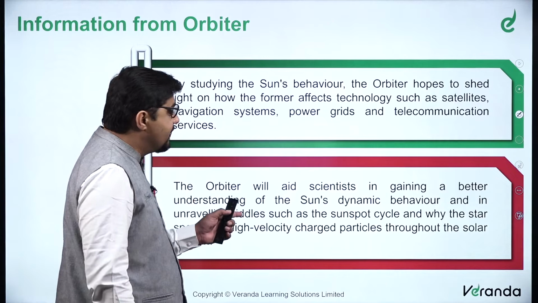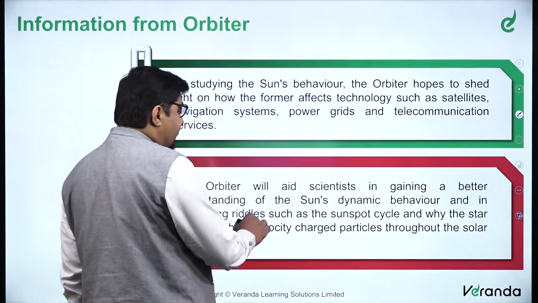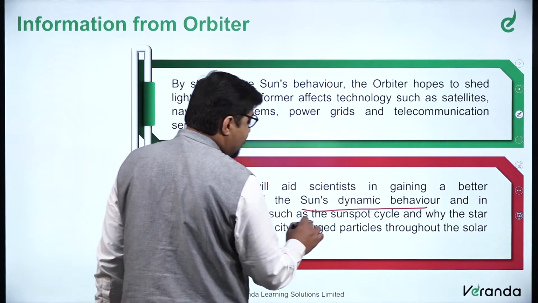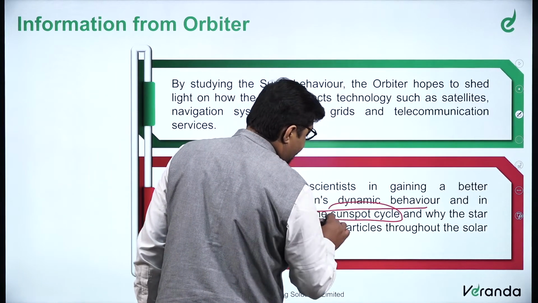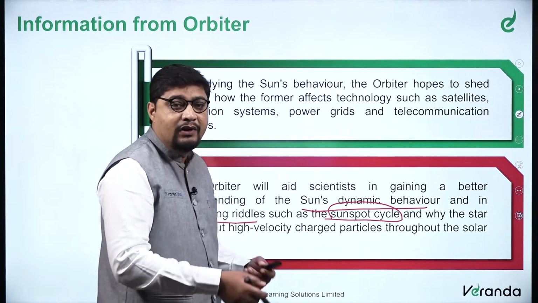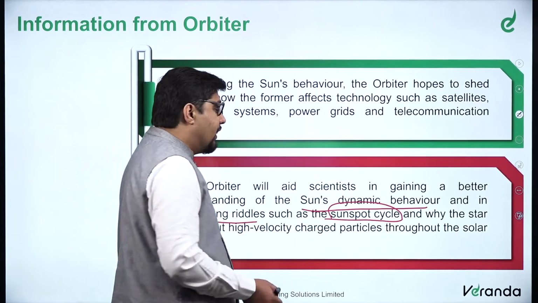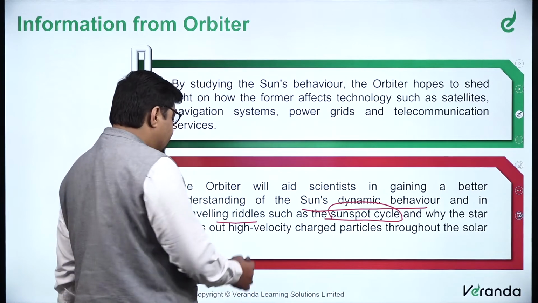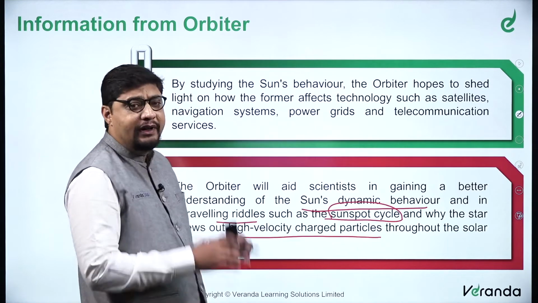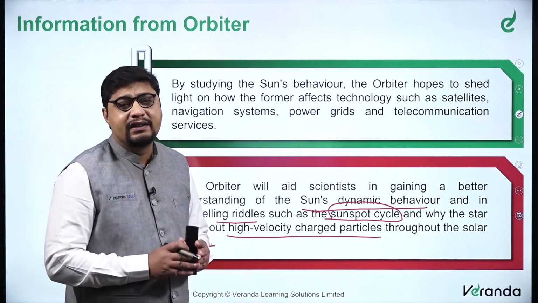The orbiter will aid scientists in gaining a better understanding of the Sun's dynamic behavior and in unraveling riddles such as the sunspot cycle, which is an 11-year cycle and is going to end in recent times, and why the star spews out high velocity charged particles throughout the solar system. So the overall point is, it is going to give us a better understanding of the Sun.